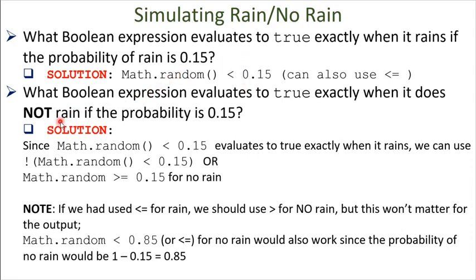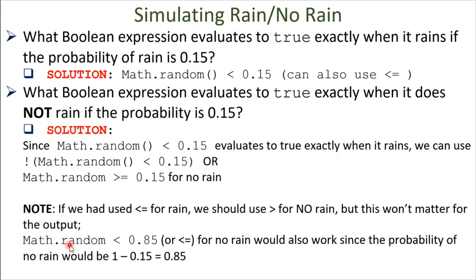Okay, so if we wanted to know the probability that it doesn't rain when the probability of rain is 0.15, what we're really saying is it's not the case that math.random is less than 0.15, right? That was the math.random being less than 0.15 was simulating the actual chance of getting rain. So to not get rain would be not of that. And so we could also write math.random, which I should have 2 parentheses there, is greater than or equal to 0.15, right? And if we had used less than or equal to over here, we should use greater than, because if it's not less than or equal to, it's greater than. But again, this won't matter for the output, right?